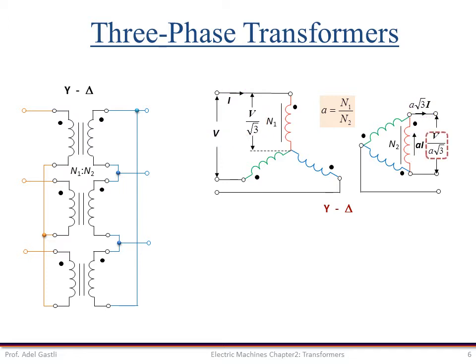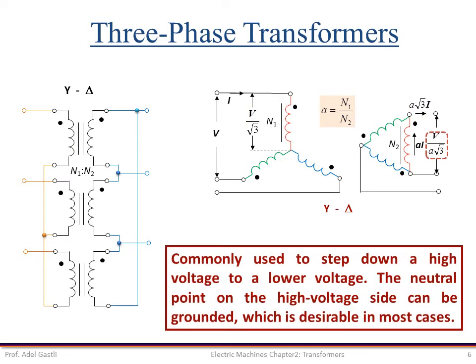Note that for a unity turns ratio, a equals 1, the secondary voltage will be smaller than the primary voltage because of the delta connection on the secondary. As you can see, the secondary voltage will be equal to the primary voltage divided by square root 3. Therefore, this type of Y delta connection is commonly used to step down a high voltage to a lower voltage. The neutral point on the high voltage side can be grounded, which is desirable in most cases.